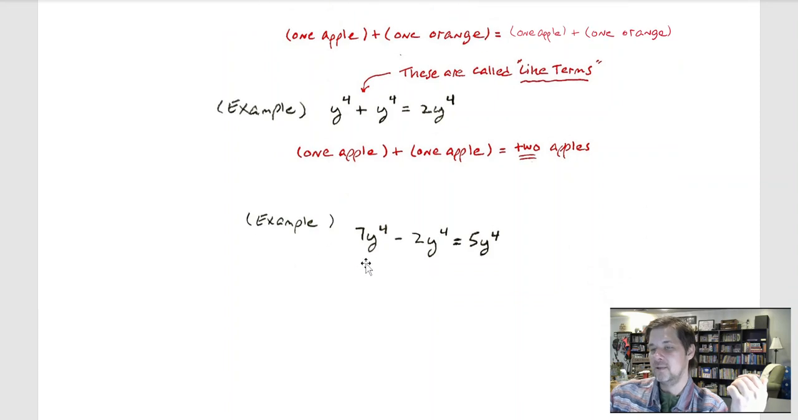So we could say 7y to the 4th, take away 2y to the 4th. It's like apples and apples, okay? So say you had 7 apples and you took away 2 of them, how many would you have? You have 5 apples. So by analogy, that's what I'm saying is happening here. 7y to the 4th minus 2y to the 4th is 5y to the 4th, okay?